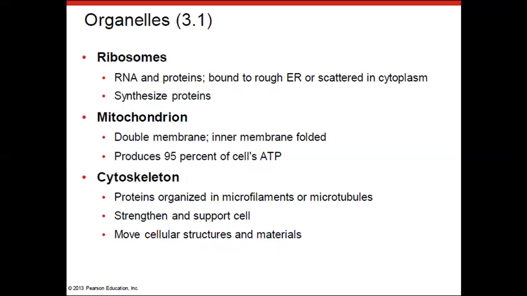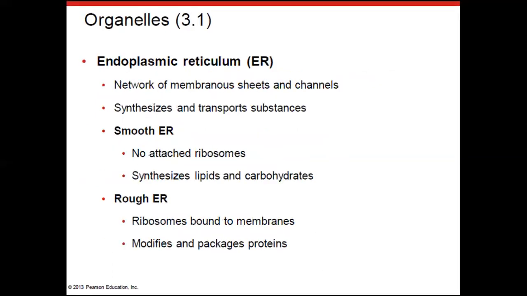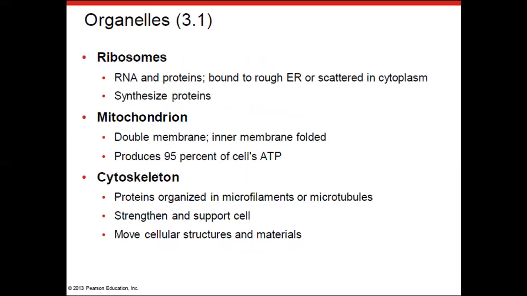So whereas the smooth endoplasmic reticulum synthesizes lipids, as we mentioned here, lipids and carbohydrates, the rough endoplasmic reticulum produces proteins. And you're basically made up of 3 macromolecules: carbohydrates, fats, and proteins. So ribosomes on the rough ER and the smooth ER are responsible for creating those functional molecules.